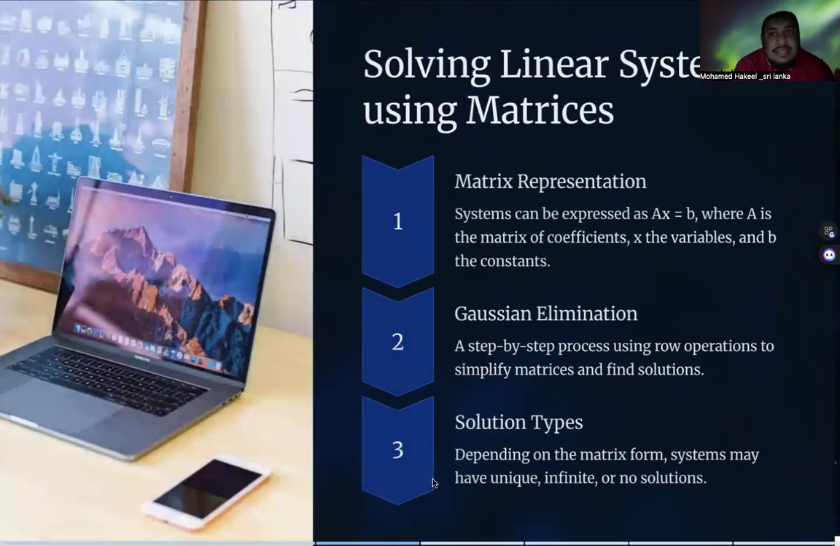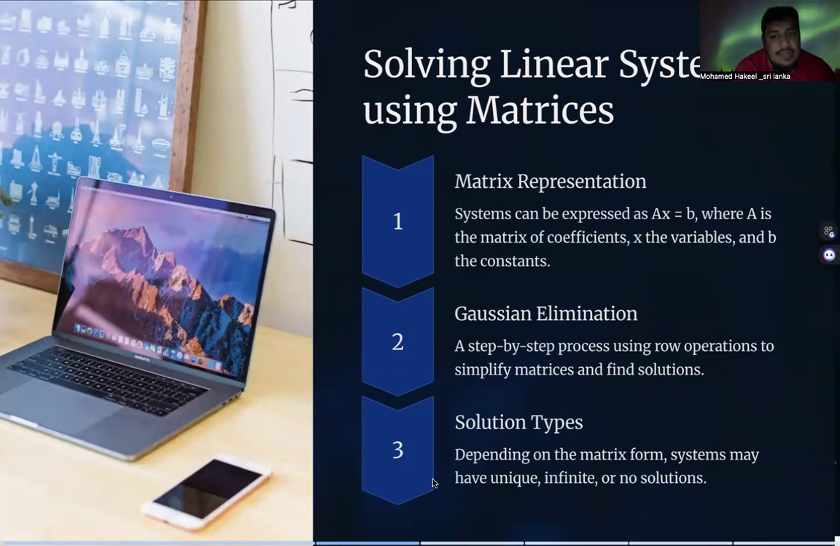Solving linear systems using matrices. Matrix representation, Gaussian elimination, solution types. If we take matrix representation, the system can be expressed as Ax = b, where A is the matrix of coefficients, x the variables, and b the constants.